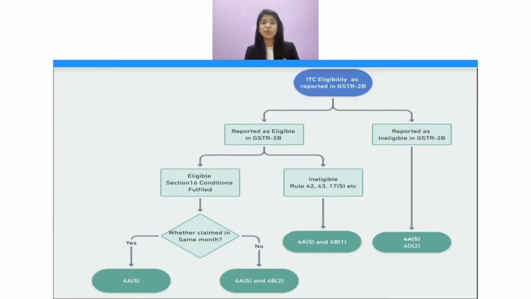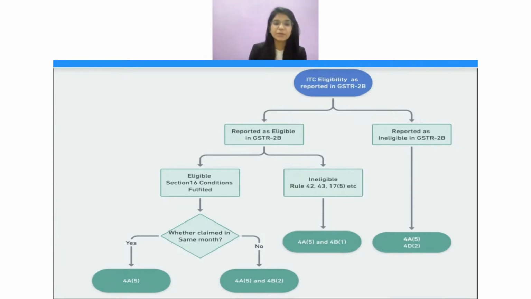So here we are trying to reconcile. Unless we reconcile this 2B and the purchase register, we'll never be able to even file our GSTR-3B because of these new changes. So we have to reconcile our 2B and our purchase register. We have to look into the ITC eligibility reported in 2B. If something is ineligible as per 2B, it will sit in 4D2.